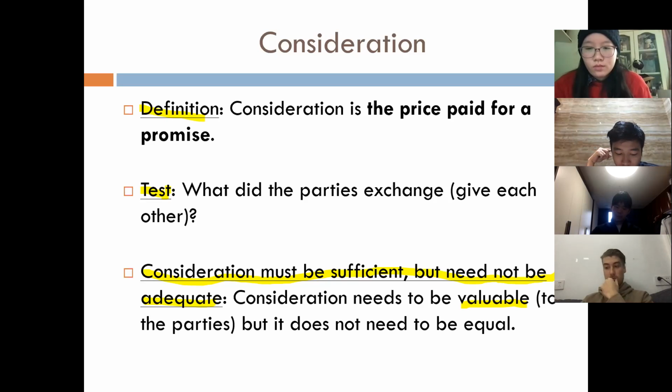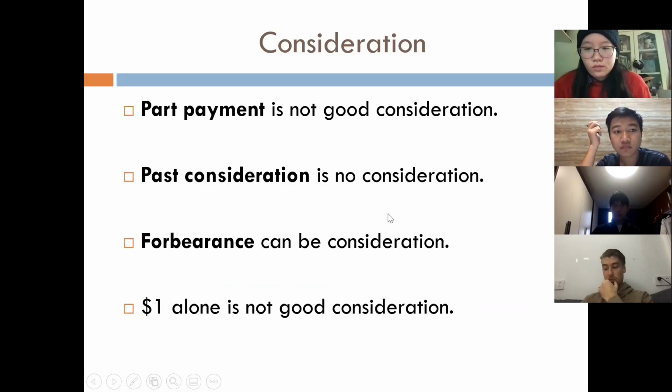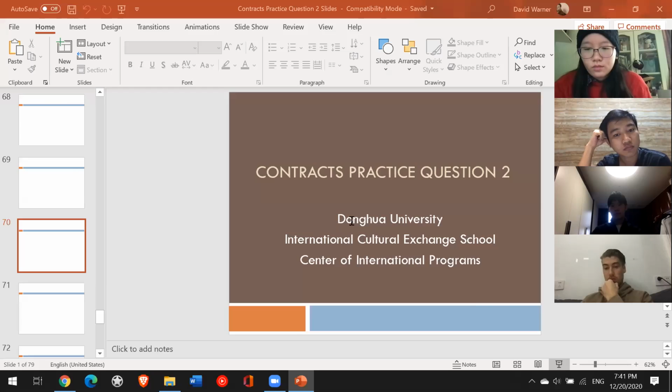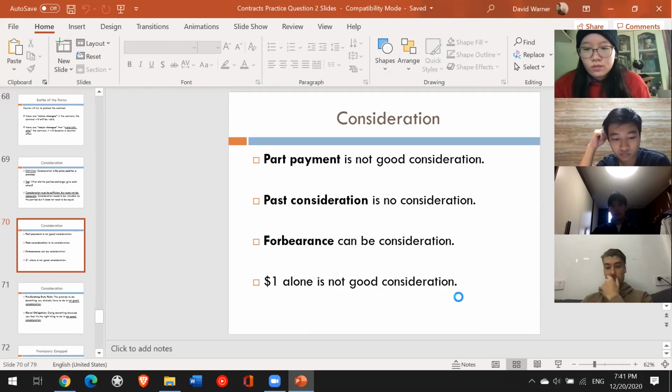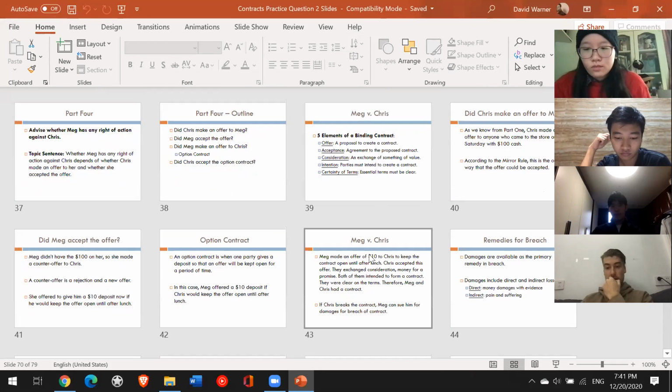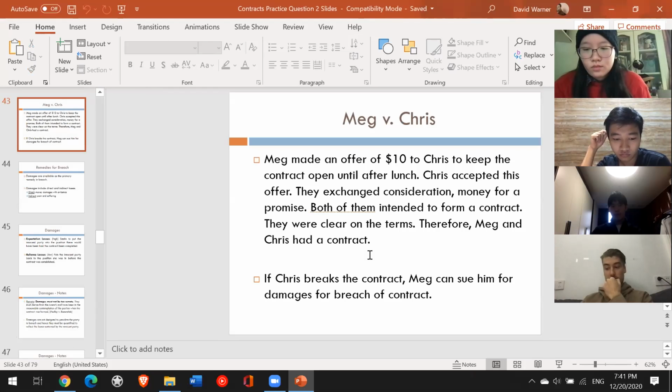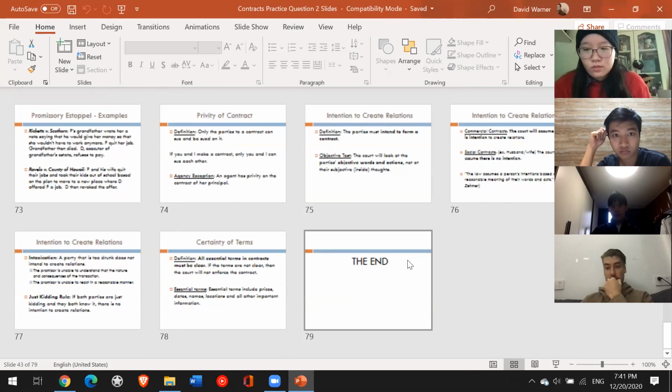So, anything else about Meg and Chris? Well, there is, in fact, but not necessarily yet. David, I have a note here, but I'm quite confused. It's saying part payment is not good consideration. That is correct. Part payment is not good consideration.